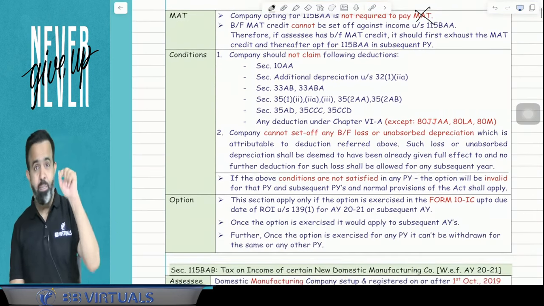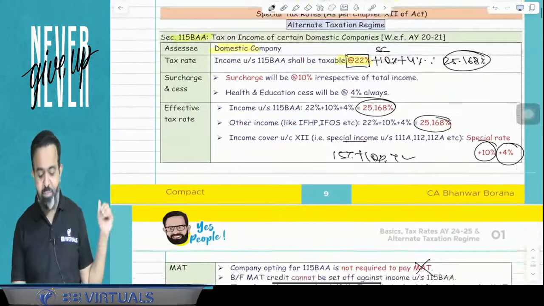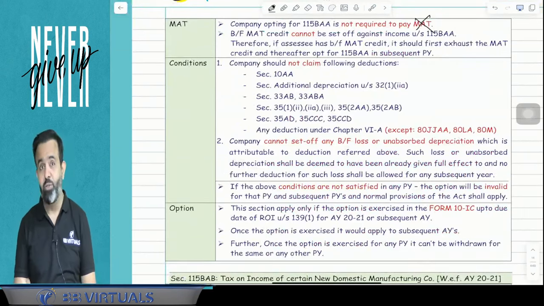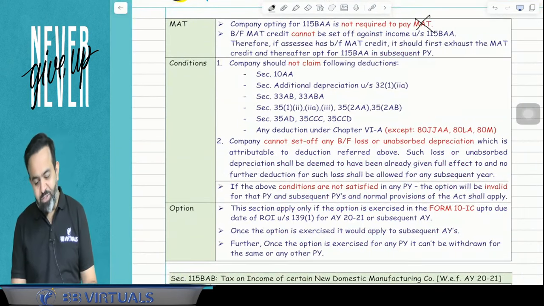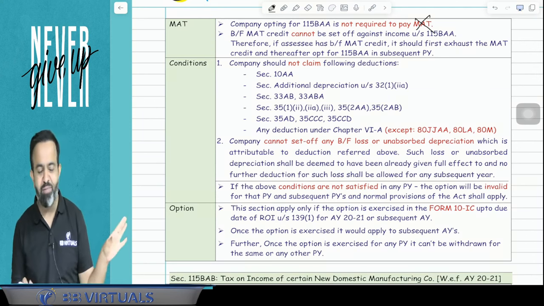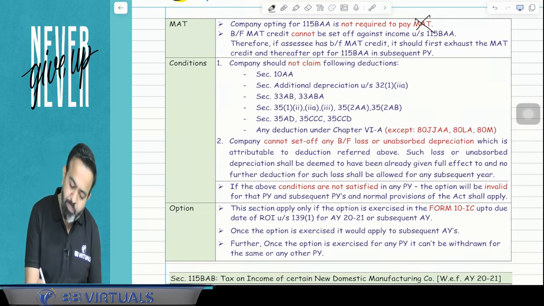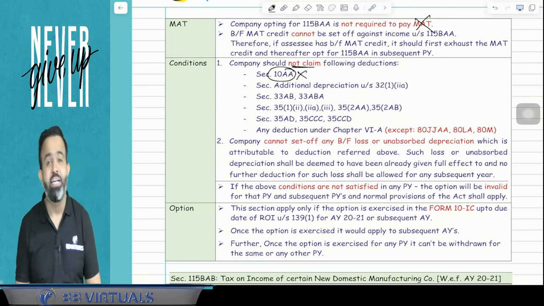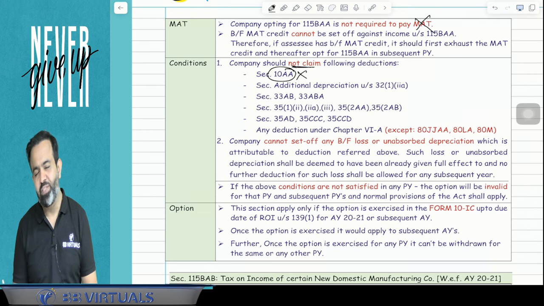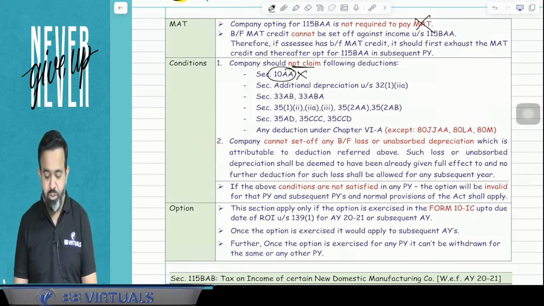Now, when the government is giving so much benefit, with a tax rate of only 22% instead of 25 or 30%, the government has asked you to surrender something. So there are some benefits which you have to forego. Now what do you have to leave? First is, the company cannot claim the 10AA deduction. 10AA is for SEZ. You know that a 15 year deduction is available for the SEZ unit. First 5 years 100% of export profit, second 5 years 50% of export profit, third 5 years 50% of export profit or SEZ reinvestment reserve, whichever is lower. So guys, that 10AA deduction is not available.